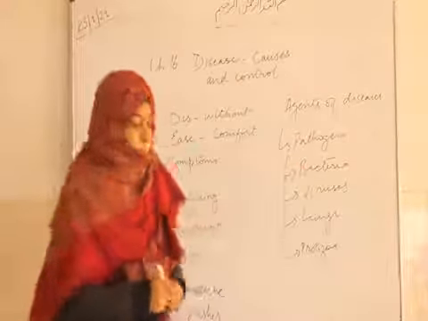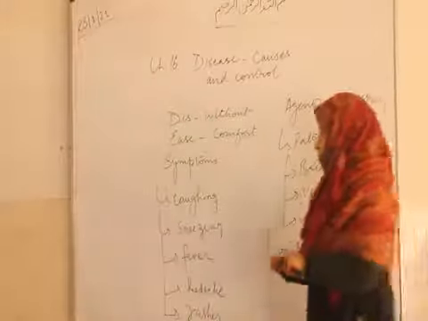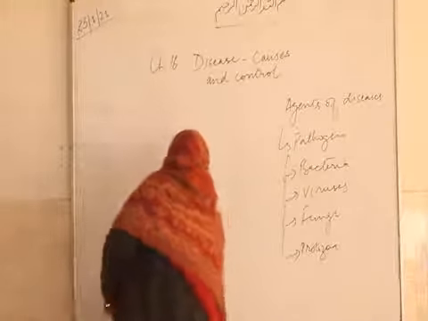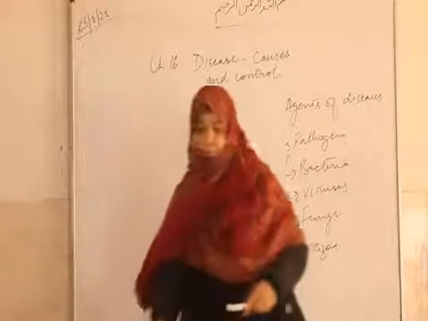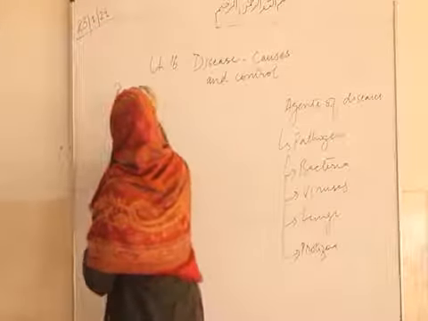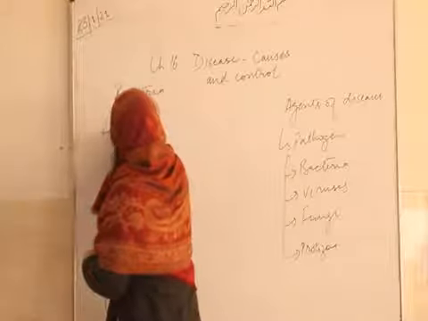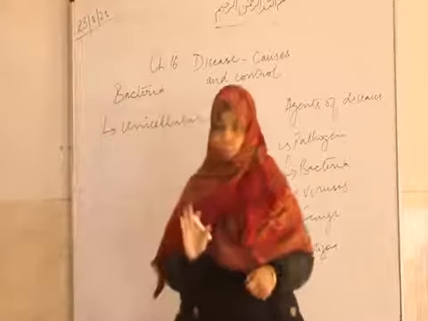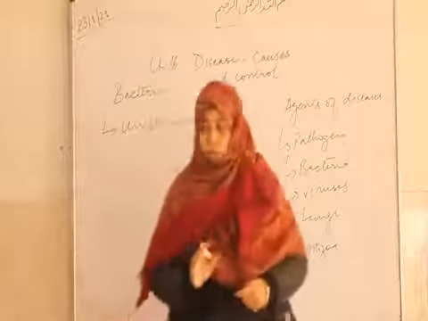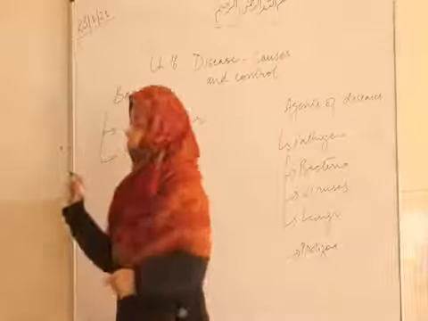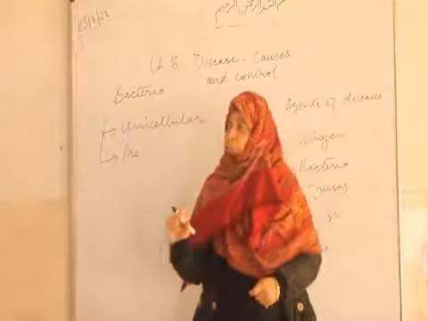So, agents of disease are microorganisms. Let's start with bacteria. What do you know about bacteria? Microorganism, unicellular, very good. What is prokaryotic? That do not possess a nucleus, do not possess a nuclear membrane or a well-defined nucleus. So, prokaryotic. They have DNA also, but circular DNA.